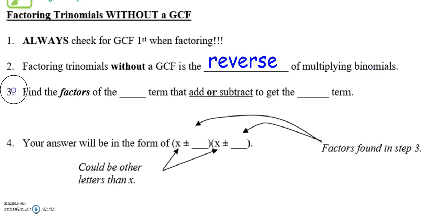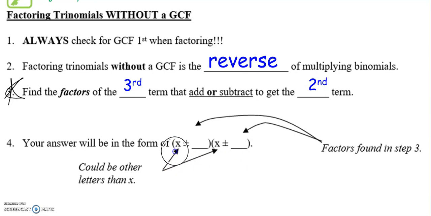And here's the key, really simple, step 3. I would like to put a little star here or something. This is it. Find the factors of the third term that add or subtract to get to the second term, and that's it. So we're going to factor the third term, and we're going to find out which ones add or subtract to get to the second term. And your answer is going to look like the binomial.